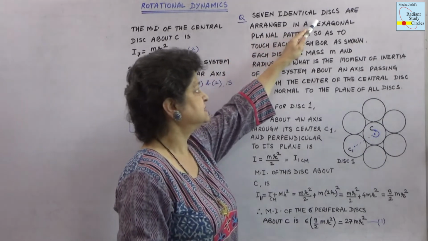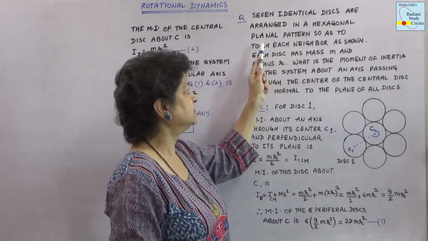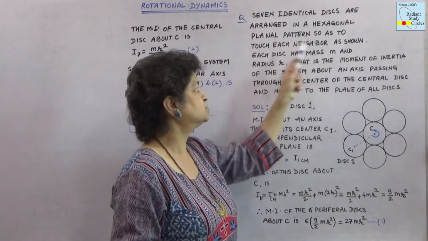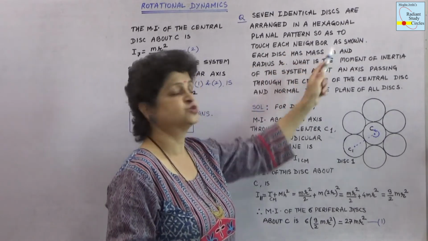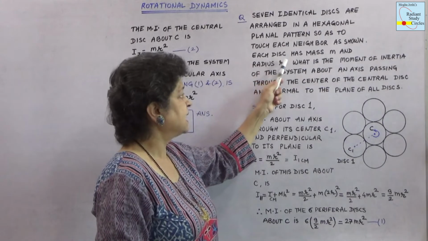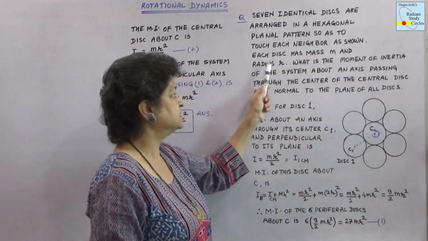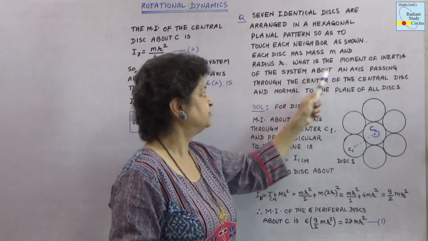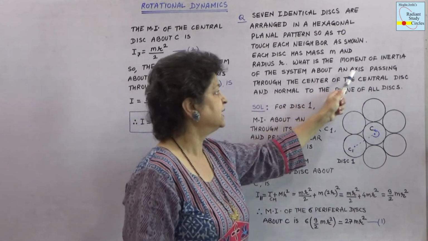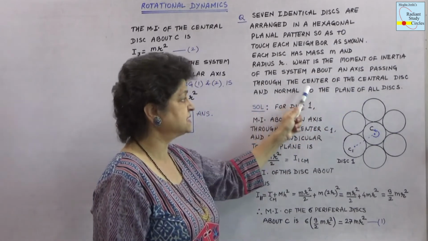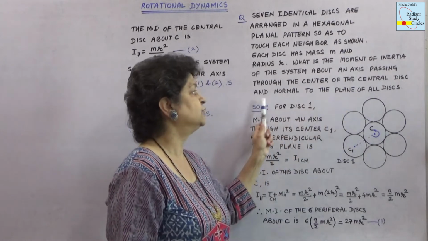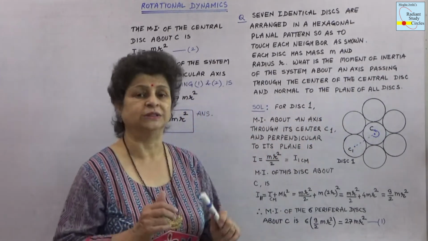7 identical discs are arranged in a hexagonal planar pattern so as to touch each neighbor as shown. Each disc has a mass m and the radius r. What is the moment of inertia of the system about an axis passing through the center of the central disk and normal to the plane of all the disks?